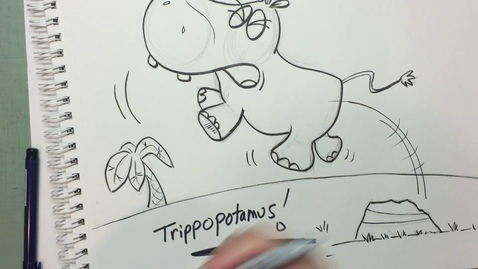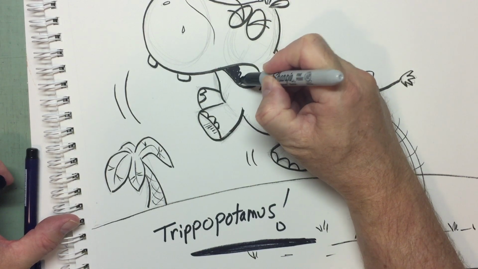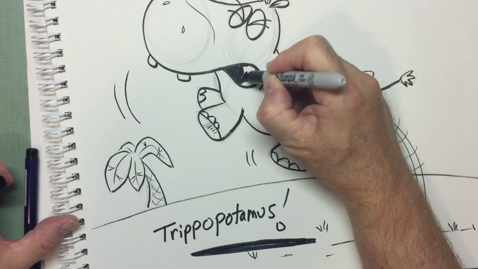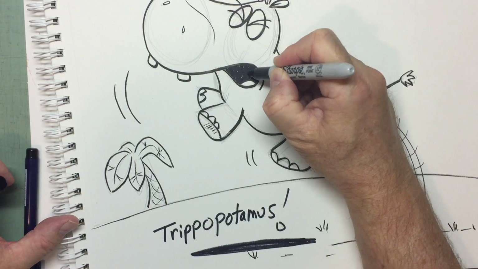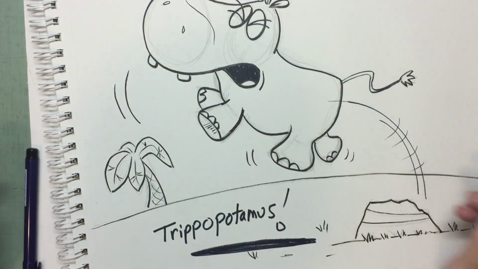All right, let's color in the inside of his mouth, leaving that tongue untouched. So if we go to color it, we can color the tongue. All right. Looking pretty good there. The Trippopotamus.